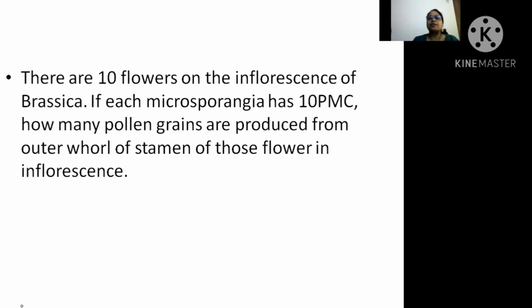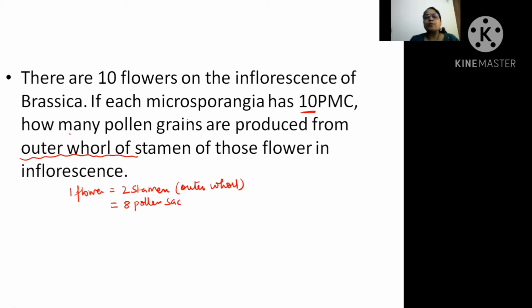Now see further complications. Now see, again the same question is there, but what they are doing is they are now giving us 10 PMC. In the previous one they were giving us 100 PMC, and they are asking how many pollen grains are produced from the outer whorl. So again, try one thing: one flower has two stamens in the outer whorl. Okay, remember this. The outer whorl has only two stamens. So one stamen means 4 pollen sacs, so it has a total of 8 pollen sacs.